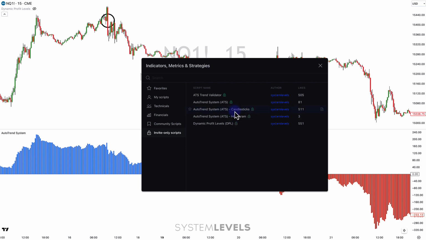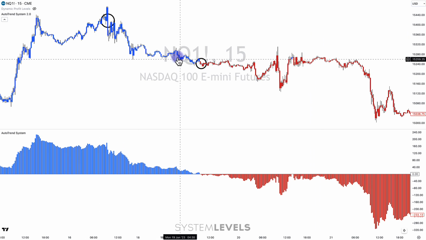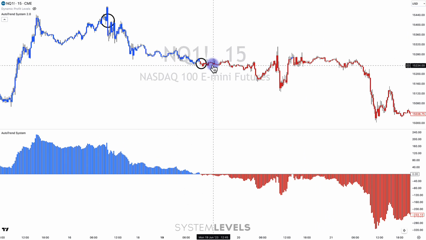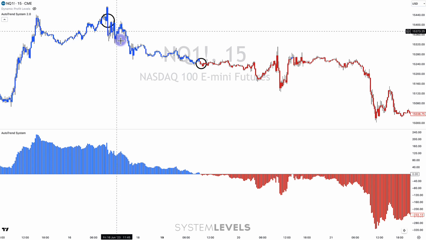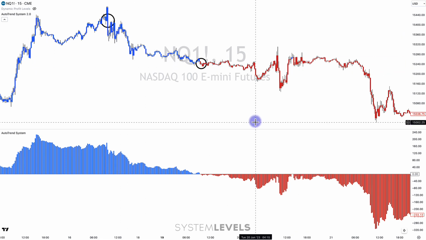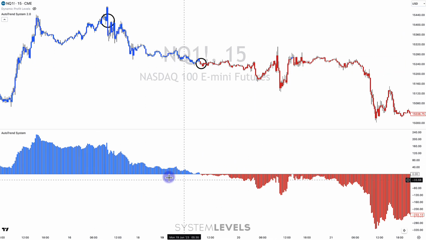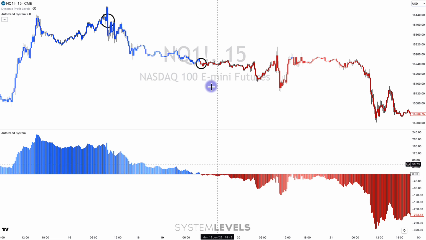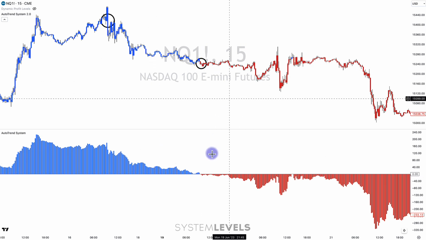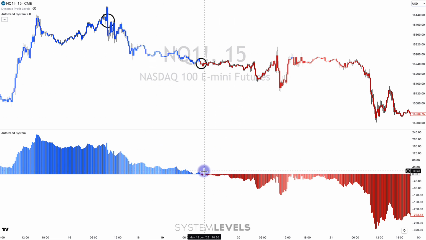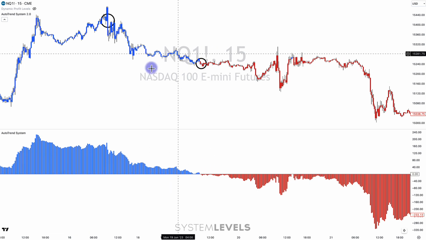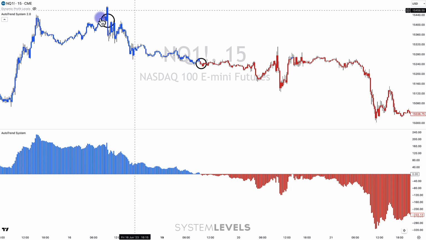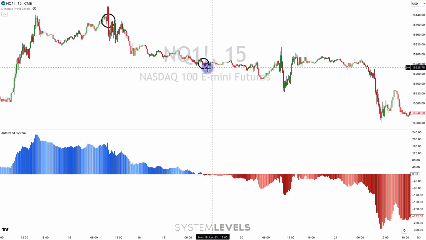Let me show you the difference here real quick. I have added the candlesticks version to my chart. Basically, what this does is it just colors the candles blue and red. And you also see exactly the same signals here. So it's only a difference of where you're seeing your signals. But for divergence, we need to be using the histogram version of the AutoTrend system, not the one that is coloring our candles. So I'm just going to go ahead and remove that. So you'll see the difference.